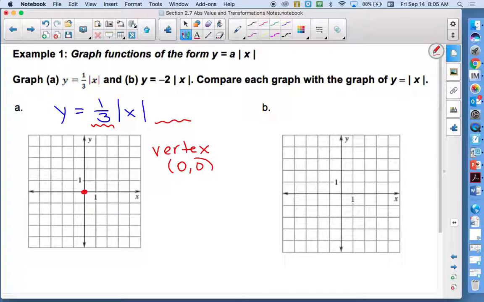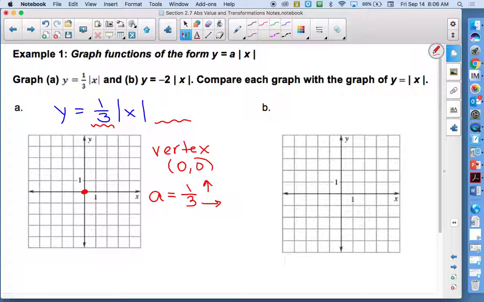So that's the one thing we need. We need to know where it starts. Everything is focused on the vertex. That's the highest or lowest point of the V. And then we're going to look at the A value. And in this case, the A value is 1/3. That really is your slope, because this is two lines that meet at the vertex. So the slope would be up 1, right 3.